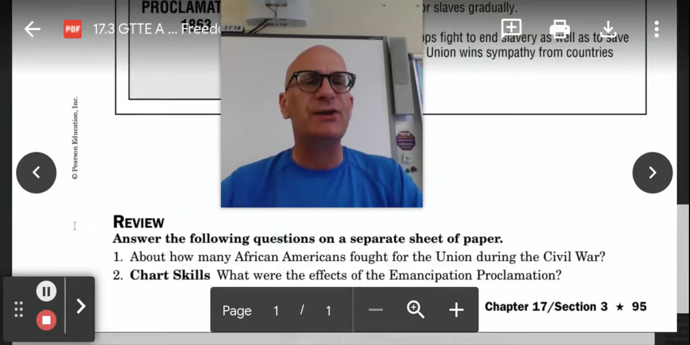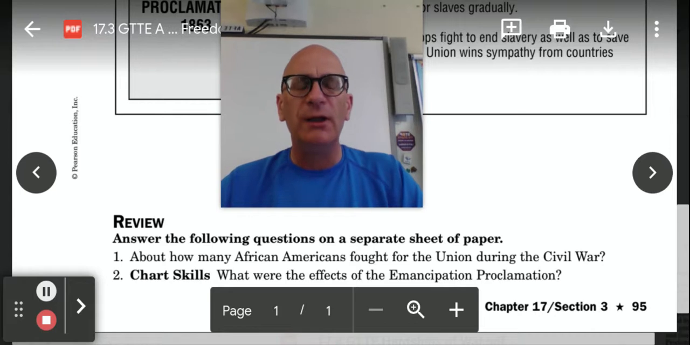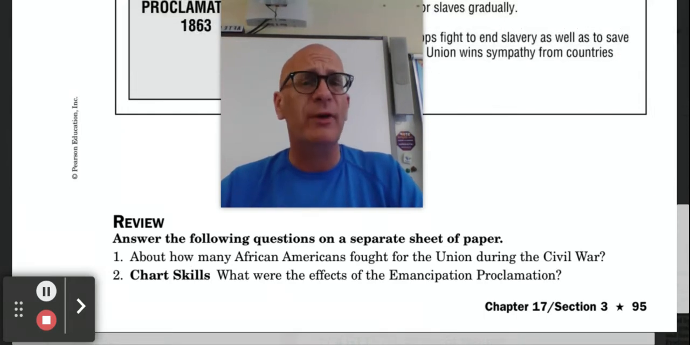Let's talk about the two questions that appear on the bottom now of our reading. First question related to the reading: about how many African Americans will fight for the Union during the Civil War? This question can be found directly in the reading. And question number two, the chart skills: what were the effects? What were the effects of the Emancipation Proclamation?